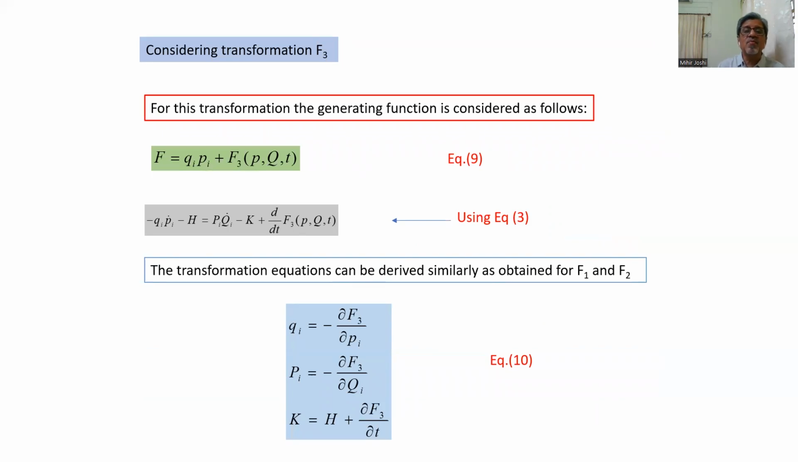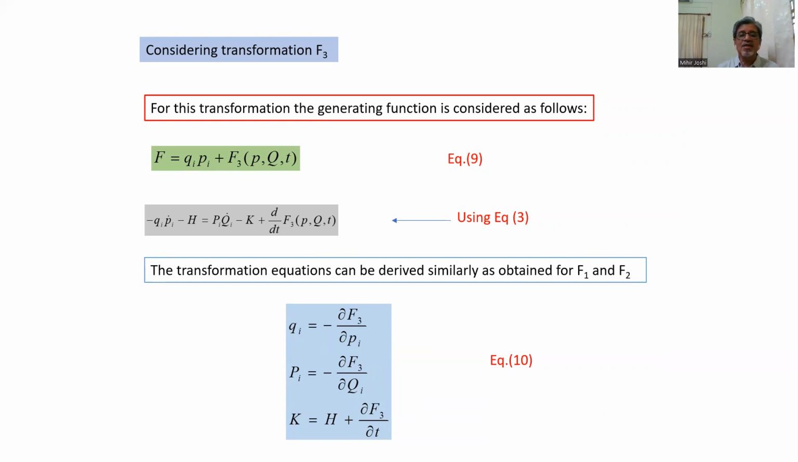Now considering transformation for f3. For this transformation, the generating function is considered as follows. So it is f equal to qi pi small letters plus f3 small p capital Q and t, and that is equation number 9. And we can use this in equation number 3. So it is minus qi p dot I minus h equal to pi q dot I minus k plus d by dt f3 small p capital Q and t.